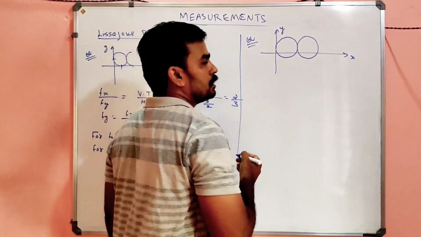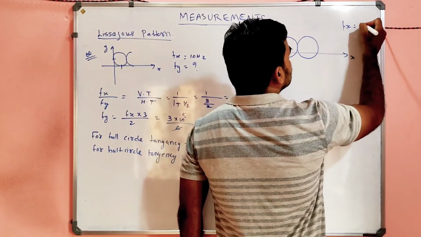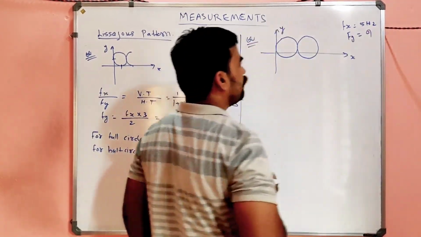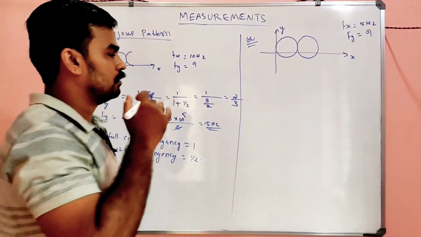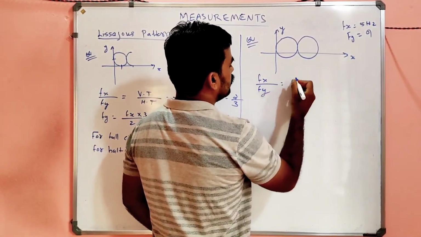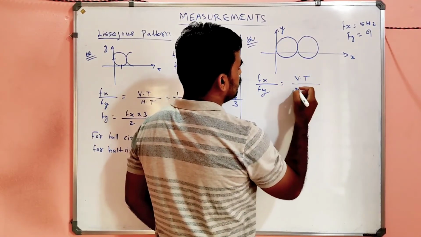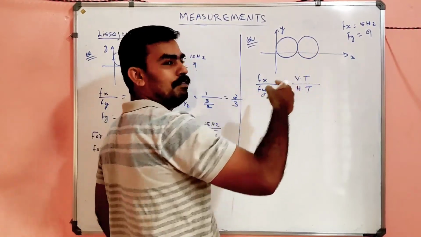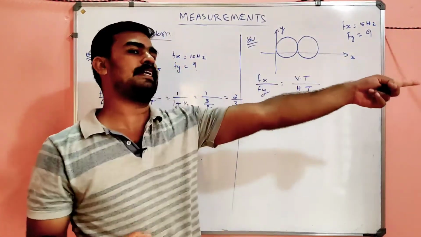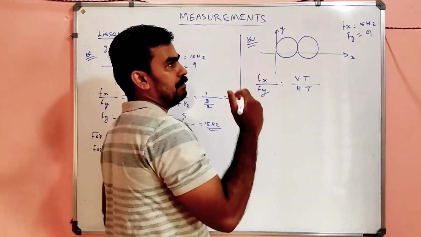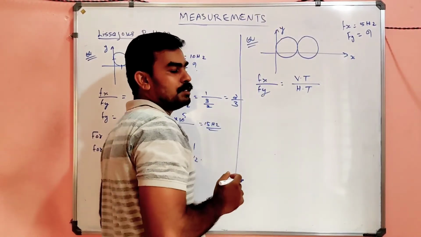Suppose Fx is equal to 5 hertz, then what is Fy? We have the basic equation: Fx by Fy is equal to vertical tangency divided by horizontal tangency. Frequency and vertical will be opposite now. Fx corresponds to vertical tangency. In that way you can remember the equation.